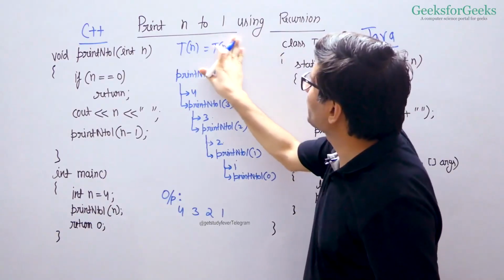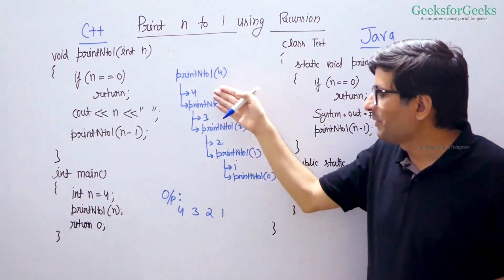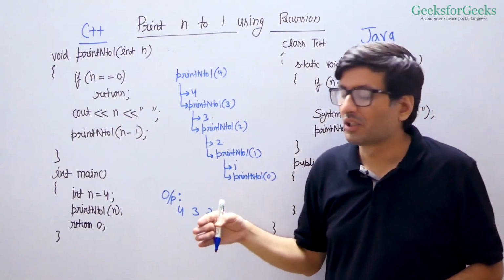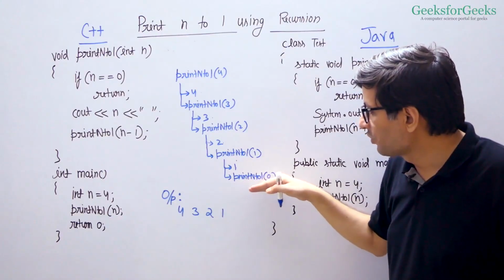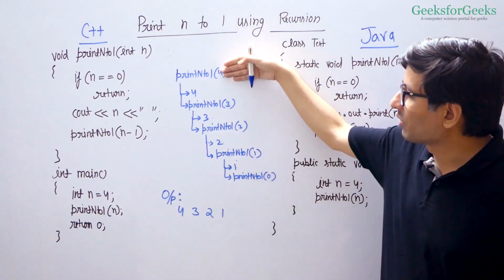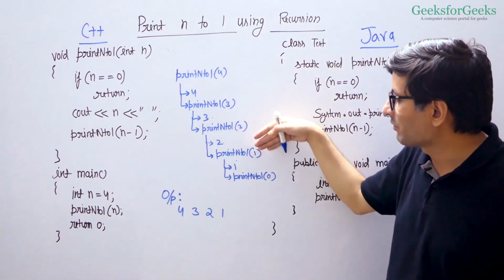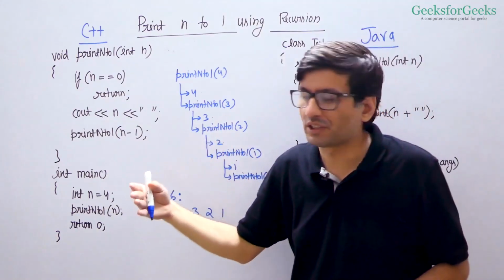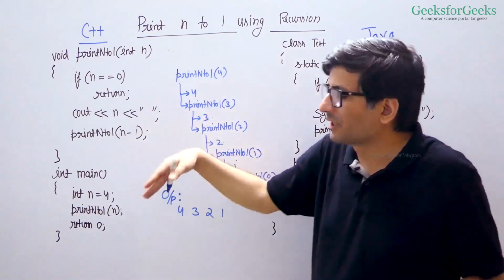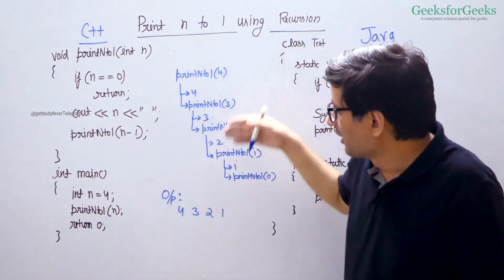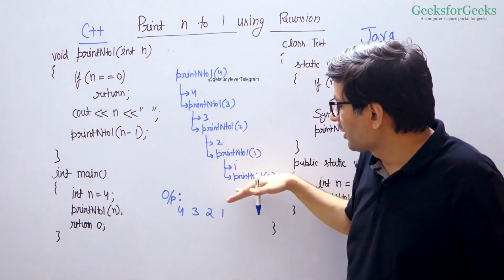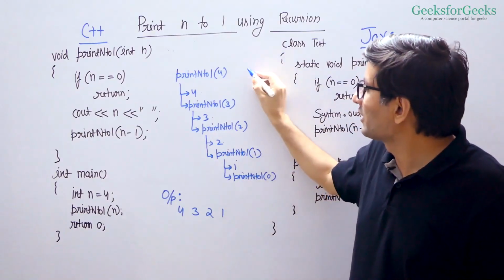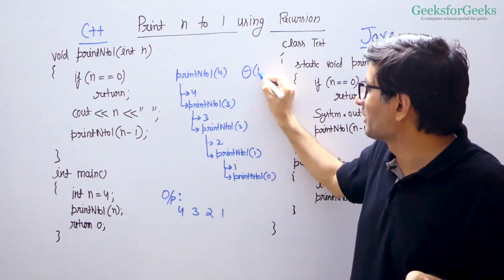Now talking about the auxiliary space for the solution, there will be a situation where you will have n plus 1 function calls in the function call stack. When you call print n to 1 for 0, so 4 has called 3, 3 has called 2, 2 has called 1, 1 has called 0, and these functions are waiting for their children to finish. 4 is waiting for 3 to finish so that it can resume its execution, it can also finish. So there would be a moment where you will have n plus 1 function calls in the function call stack, so we can say its auxiliary space is theta n.